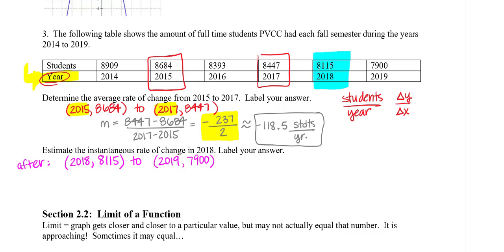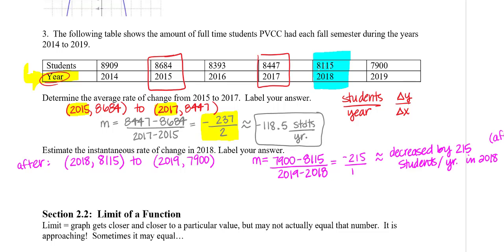This is after 2018. And I could find the slope here because I don't think I had to do that in the previous problem. So I would say 7,900 minus 8,115 over 2019 minus 2018. And I'm pretty sure I decreased in enrollment every year. So let's see what that amounts to. Okay, and what I ended up with was approximately negative 215. And if we look at what that means in words, that means that I decreased by 215 students per year in 2018. But again, this was from my data after 2018.